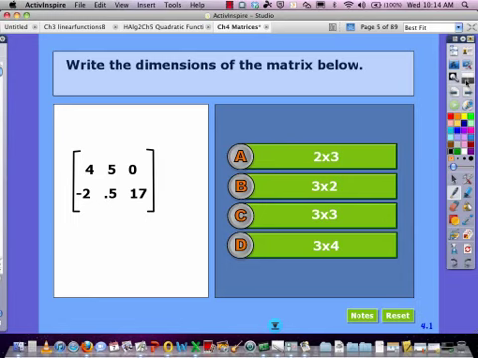Write the dimensions of this matrix. If we had our clickers, but we don't, so right now we would say we have A, B, C, or D. If you answered it correctly, the answer should be A.